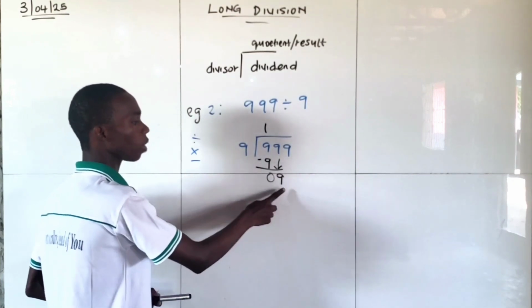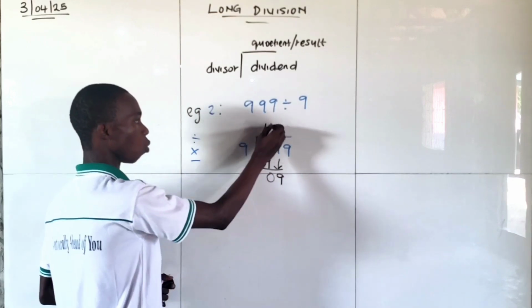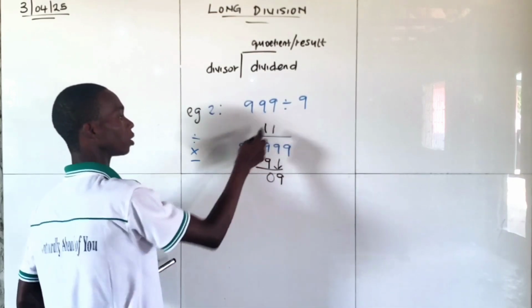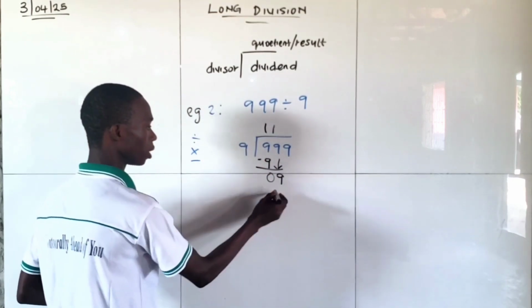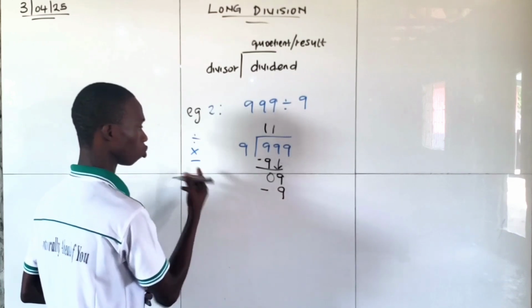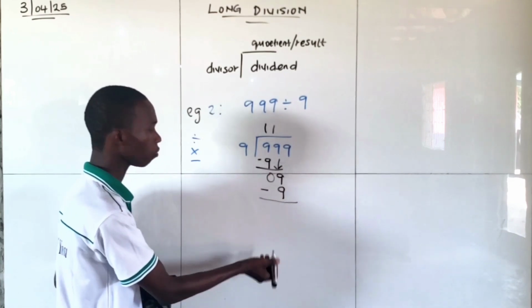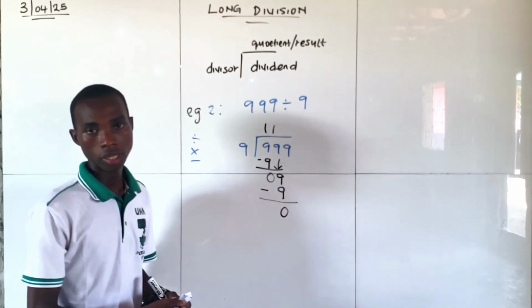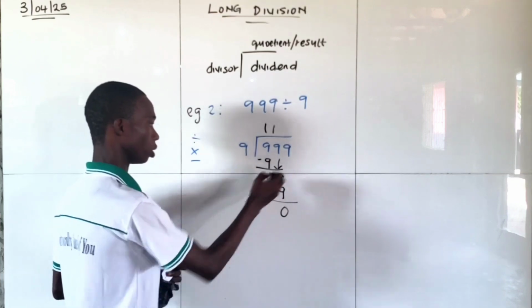So now, 9 divided by this 9 also will give us the same 1. And then 1 times 9 will give us 9 again. The next part is what? We'll minus. And then 9 minus 9 will give us 0. So, let's bring down the next 9.